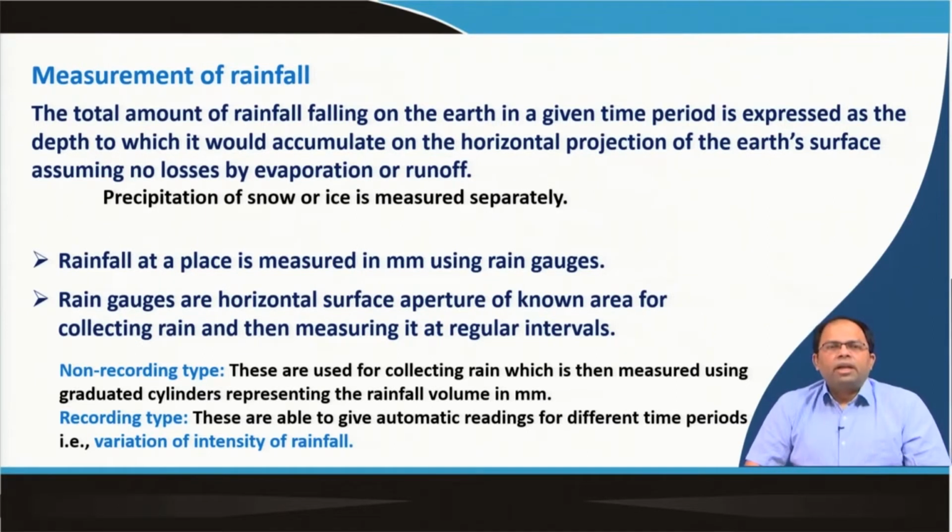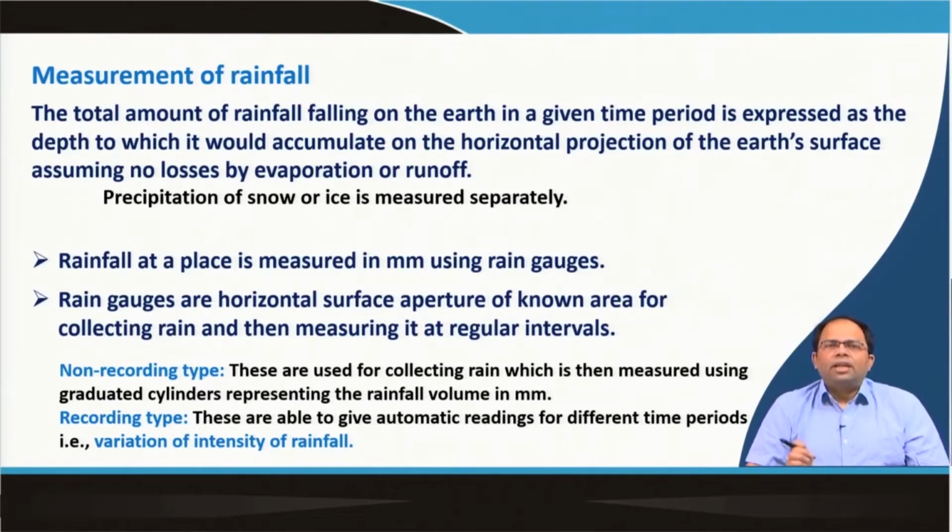Now, there are two types of rain gauges. One is a non-recording type rain gauge and the other is a recording type rain gauge. As you can understand from the term non-recording itself, it is sort of a static measure, right. So, what it means is these are used for collecting rain, which is then measured using graduated cylinders representing the rainfall volume in millimeters. It is basically just a container which collects the rain, and when the content of the container is put into the graduated cylinder, it will give us the actual height of rainfall in millimeters.